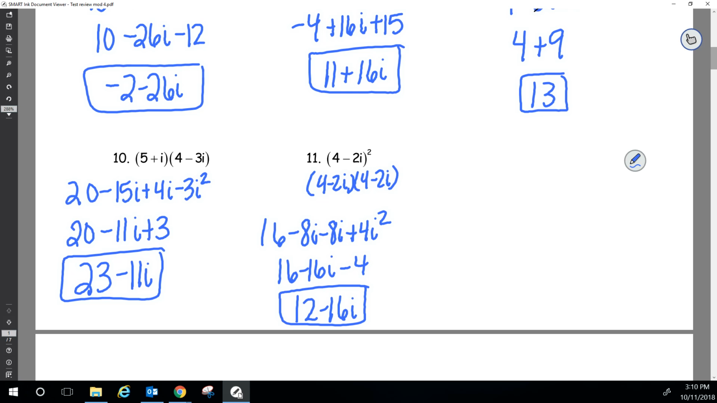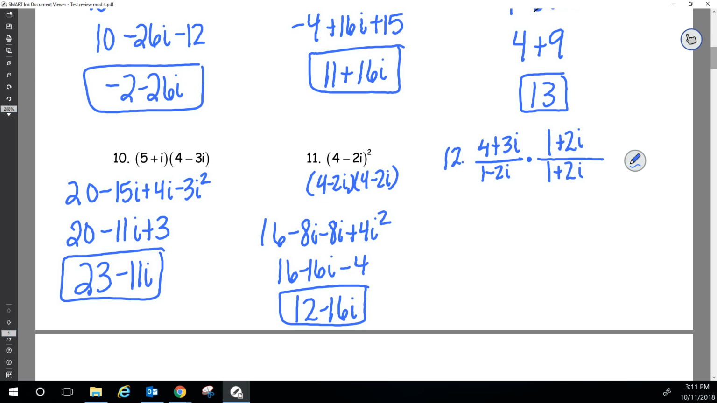All right, number 12 is not on this version of the review, so let me add it in. 4 plus 3i over 1 minus 2i. To divide this guy, we just have to get rid of the imaginary number. We can't have an imaginary number in our denominator, so we're going to multiply it by the conjugate. What did I just say a conjugate was? We want to multiply by the conjugate of the denominator, not the numerator, but the denominator. So instead of 1 minus 2i, it's going to be 1 plus 2i.